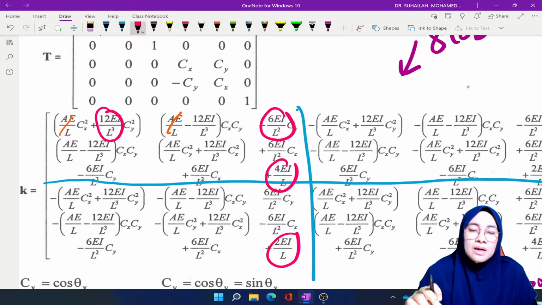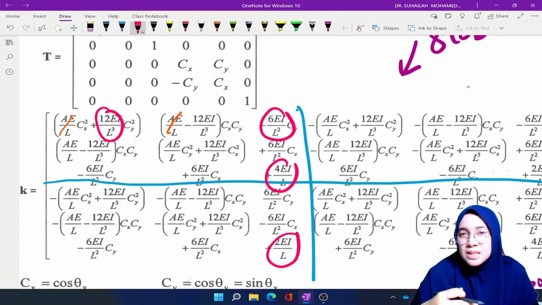Okay, 4 values in this formula. Inside this formula we can see that there are CX and CY, just like what we have done previously under truss analysis. We need to identify CX and CY. We don't calculate CX and CY in beam.